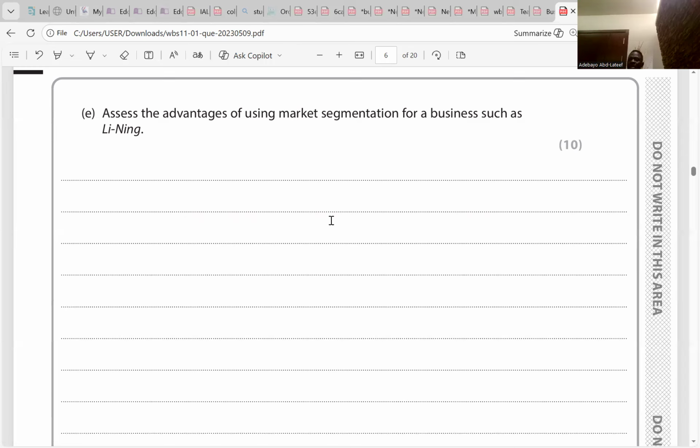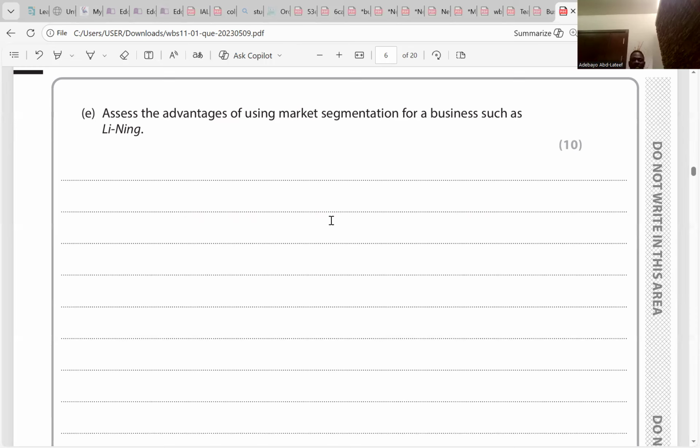Yes. The third one, market segmentation allows a business such as Li Ning to focus on the most profitable segments, which may in turn increase profit. You might base the market on income. So if you are providing goods or services to high income earners, it simply means it's expected of you to sell more, and that might increase your profitability. So focusing the market on specific segments simply means you might increase your profitability.